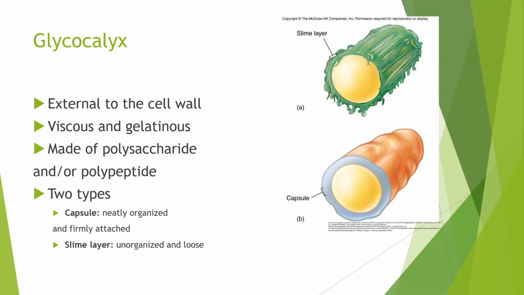We can actually detect the presence of a capsule by doing a negative stain. So a negative stain would allow us to be able to spot a capsule. Now, if bacteria do have capsules, which, as I said, are going to be attached to the cell wall of the bacteria, those capsules usually protect pathogenic bacteria from being phagocytized.